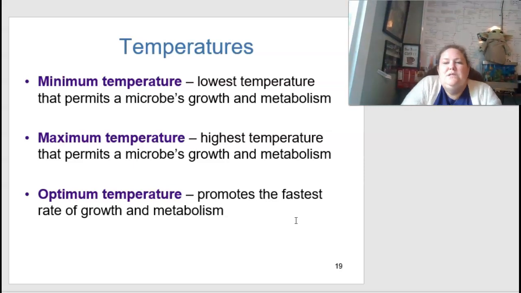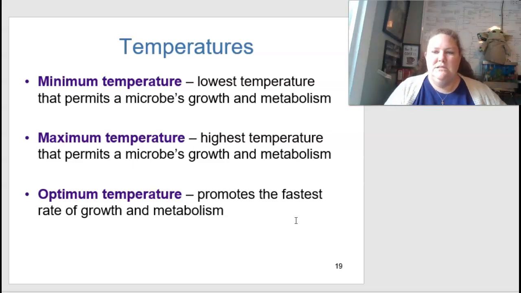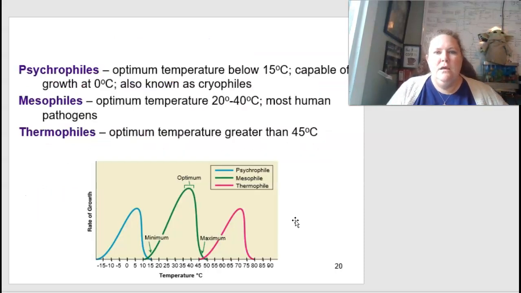So our minimum temperature is the lowest temperature that permits microbes' growth and metabolism. For instance, with hypothermia, I'd still potentially be alive, but I'm not functioning very well. Maximum temperature would be the highest temperature that permits the microbes' growth and metabolism. So it's higher than normal, but we're still okay. Where our optimum temperature is our happy zone, and this is where we're going to be promoting the fastest rate of growth and metabolism. So again, for our body, it would be 37 Celsius, 98.6 Fahrenheit.